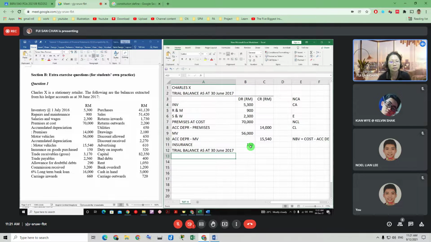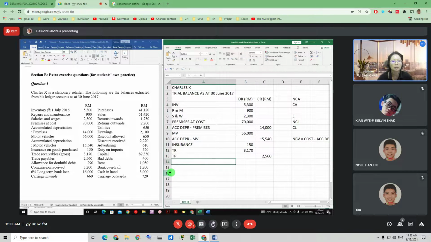How about trade receivable? Debit or credit? Debit. Trade receivable is under which one? Current asset. Yes, current asset. Okay. How about trade payable? Credit. Yes. If trade receivable is a debit, then trade payable is the other way around, because trade payable is what we owe. We supposed to pay, but we haven't paid. So it's our liability, under current liability.